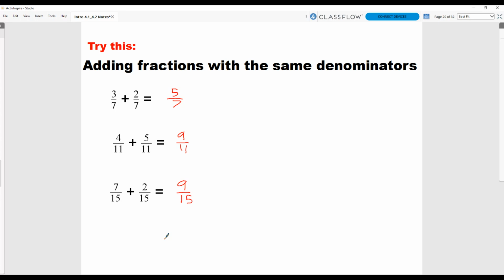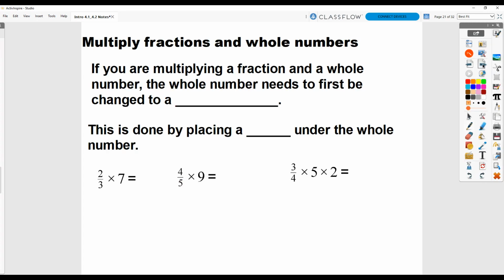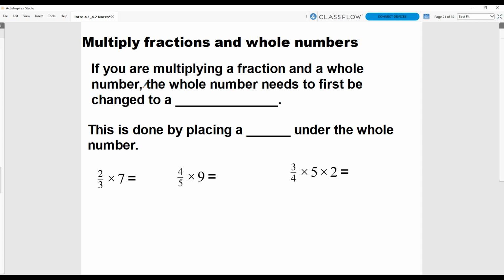We did some adding with like denominators. Now let's look at some multiplying. Okay, so the first thing we're going to do is multiply fractions and whole numbers together. Okay, so we'll go through this first part. If you're multiplying a fraction and a whole number, the whole number needs to first be changed to a fraction. Okay, they got to both be fractions. All right, like this, right?